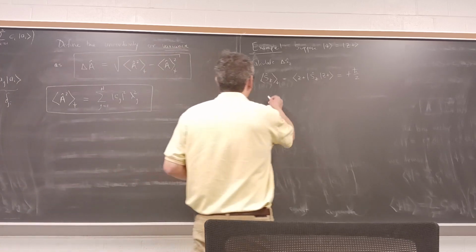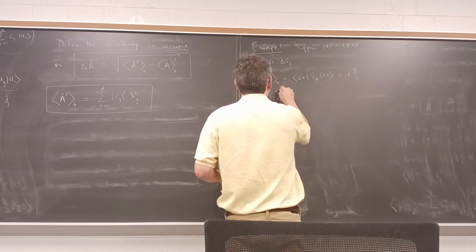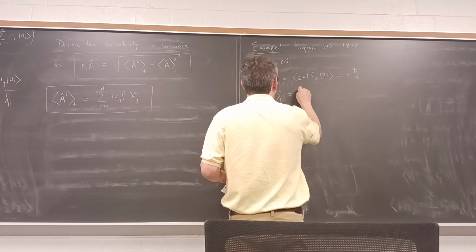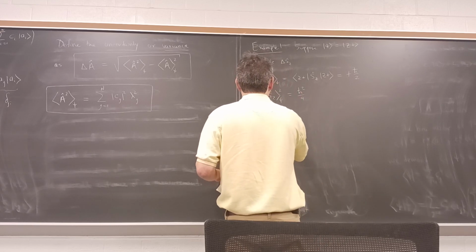Okay, so now we have to square it. So SZ with the square on the outside, that's just h bar squared over 4. And then we have to calculate SZ squared.